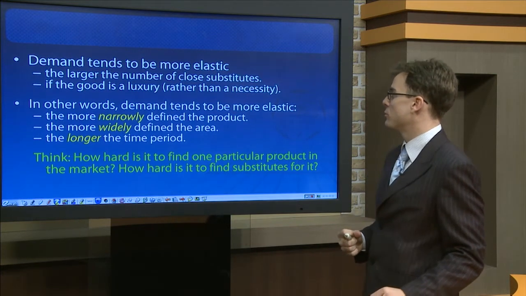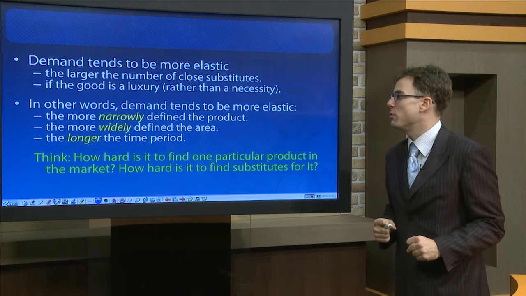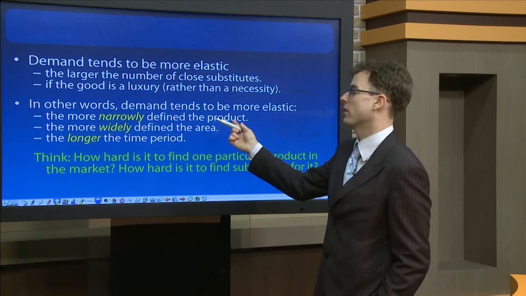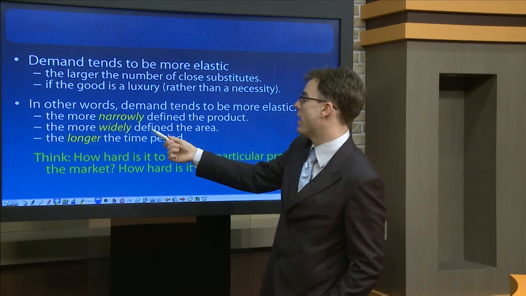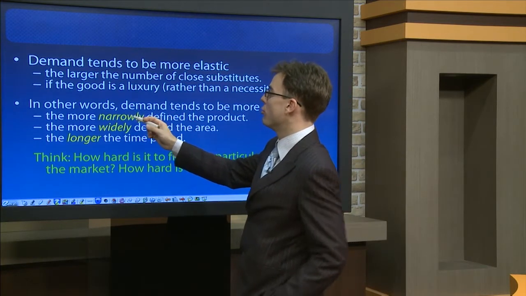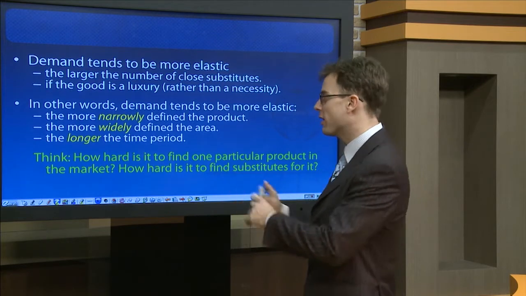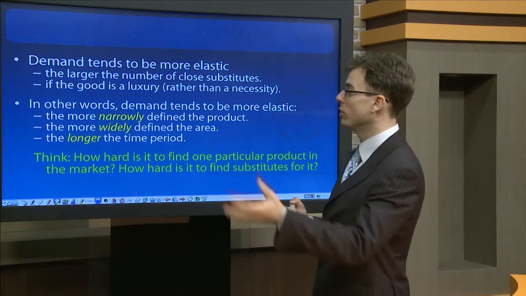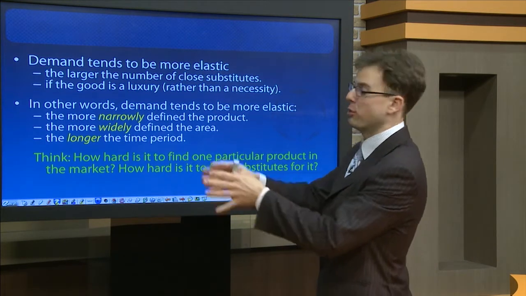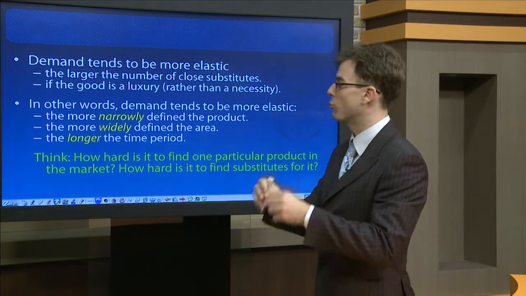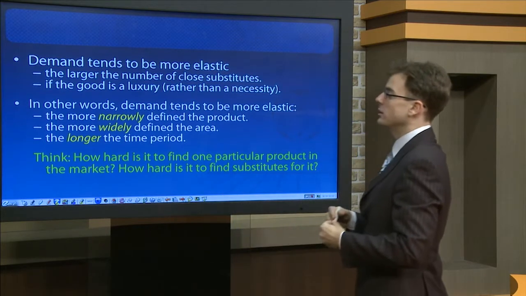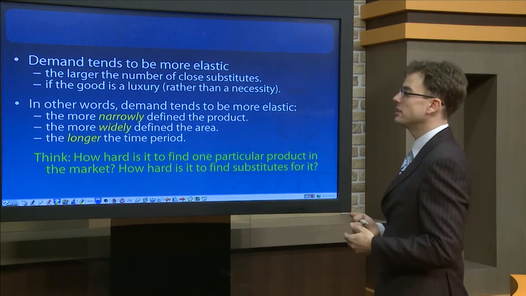We will say that the price elasticity of demand increases the more narrowly defined the product is, and the more widely defined the area or the time is. Intuitively, the more narrow a category of product we are talking about, the more available substitutes there are. If we talk about a particular kind of soda or particular kind of candy, we should think that there are other brands, other kinds of candy or soda or drinks that consumers can buy.